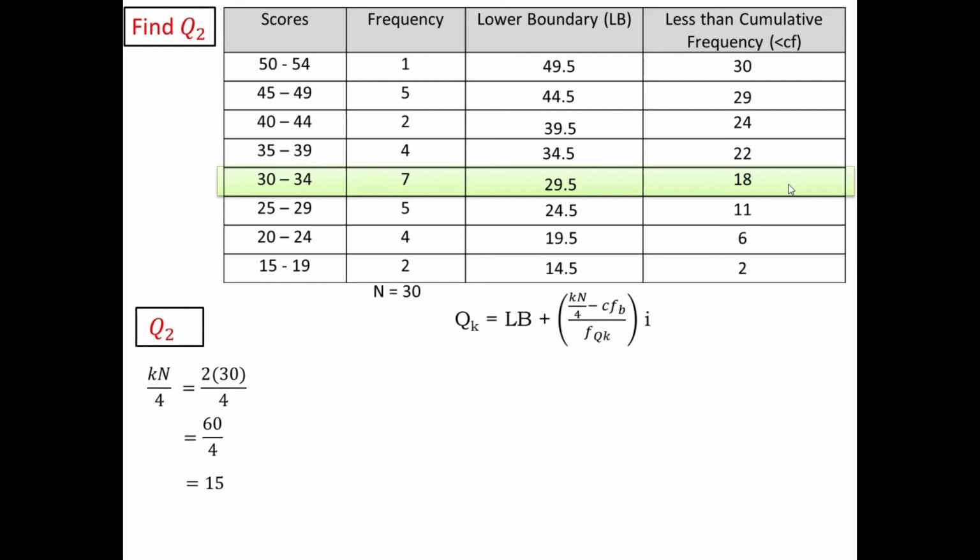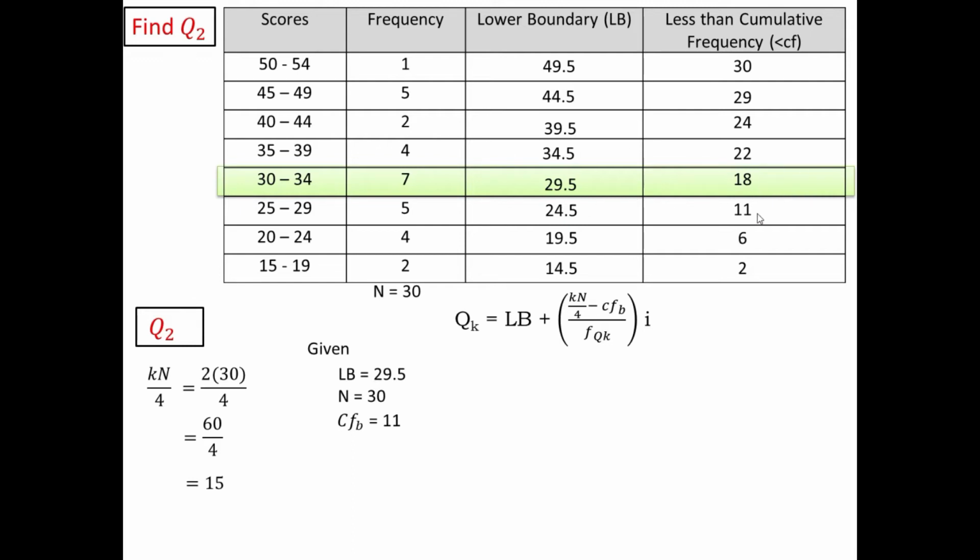We can now use our formula. Q sub K equals LB plus quantity Kn over 4 minus CFB over FQK times I. Jot down natin yung given. Si lower boundary is 29.5. Ayun siya. Makikita dun sa highlighted part. Si N natin is still 30. Si cumulative frequency before the second quartile class, so before meaning yung nasa baba, ito yung ating second quartile class.